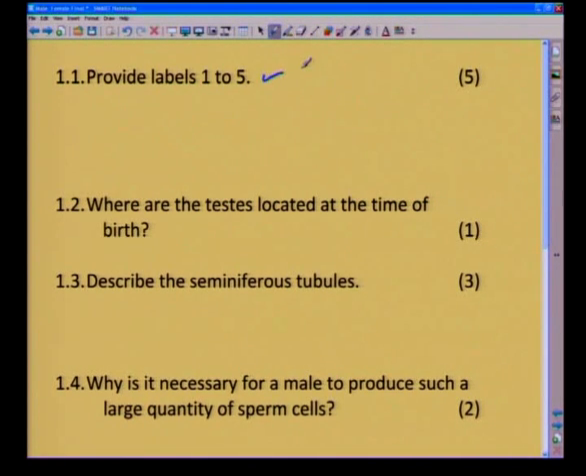We've done that. Okay. Where are the testes? Now, testes, we're talking about both of them, located at the time of birth. They are going to be in the scrotum. Now, in some cases, at birth, for the little boys, there are muscles around the top of the testes, and the testes will be out of the body. But sometimes the testes aren't released.